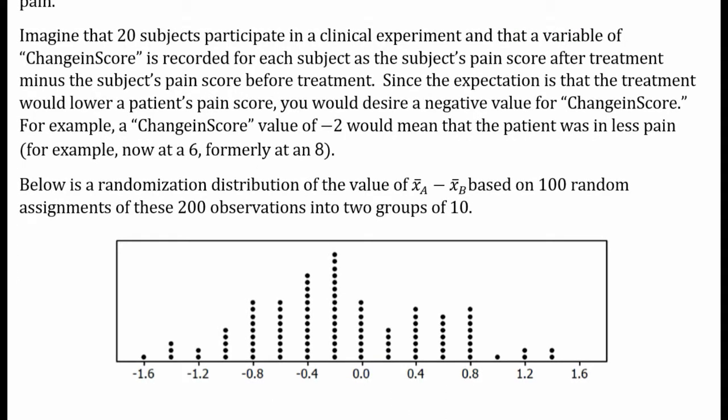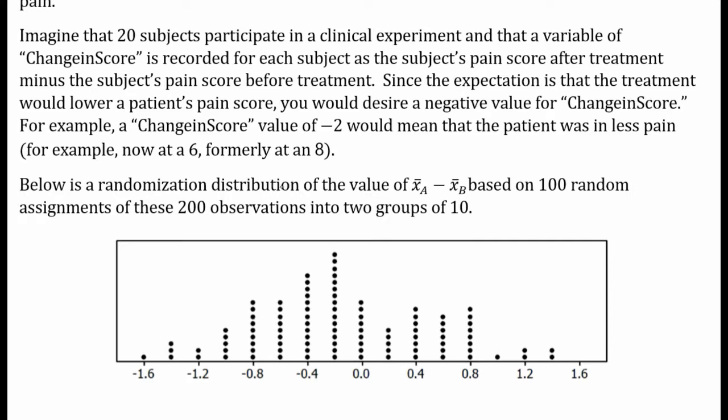Imagine that 20 subjects participate in a clinical experiment where a variable of change in score is recorded for each patient, as the patient's pain score after treatment minus the subject's pain score before treatment. Since the expectation of the treatment would be to lower the patient's score, you want negative change in score values. We want negative values here because that means they're feeling less pain. So for example, a change in score value of -2 would mean that the patient was in less pain. For example, now it's at 6, it was at 8. So they went down 2. Their change in pain level went down 2.